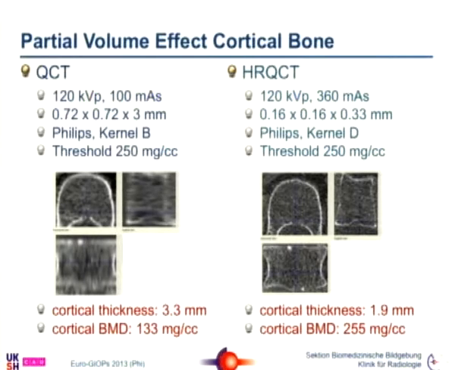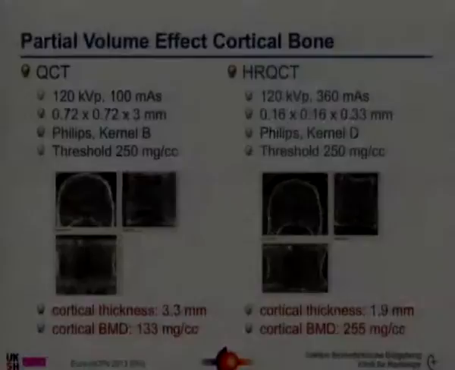To limit this, we have introduced the technique of high-resolution CT. It's far away from being perfect, but you see the cortical thickness on the same patient here went down from 3.3 millimeters to almost half of this, 1.9 millimeters. And still, we are not where we should be, but at least we're getting as far as we can with limited radiation dose. I'll come back to the radiation dose at the end. I think this is still very much acceptable where we are at this point.